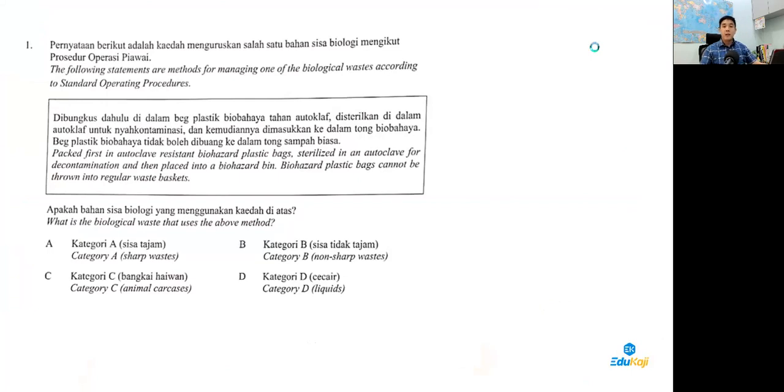So we are asking what is the biological waste using the method above? The method above, guys, we pack in autoclave resistant biohazard plastic bags. We sterilize it, then place into biohazard bin. So normally stuff like that would be something that is not sharp. So it has to be category B. So number 1, boy.